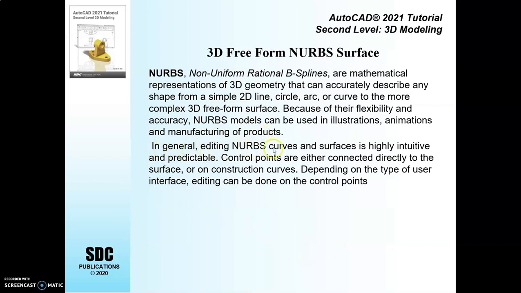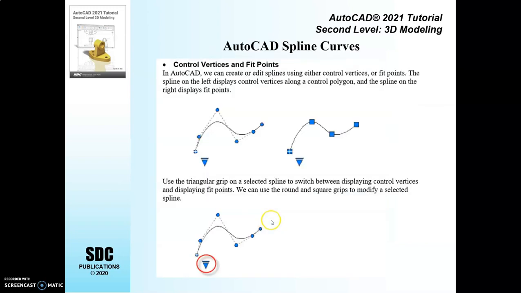They are used in illustrations, animations, and manufacturing of products. In general, editing NURBS and surfaces is highly intuitive and predictable. Control points are either connected directly to the surface or on construction curves. Depending on the type of user interface, editing can be done on the control points. So here are the two ways that we can make the splines.